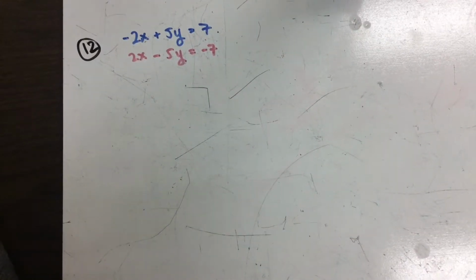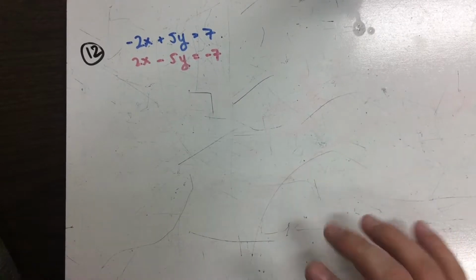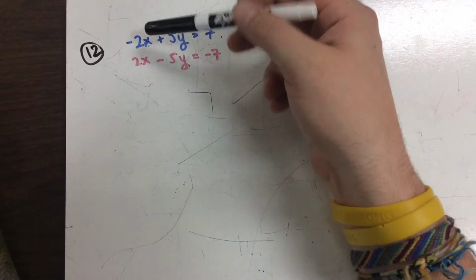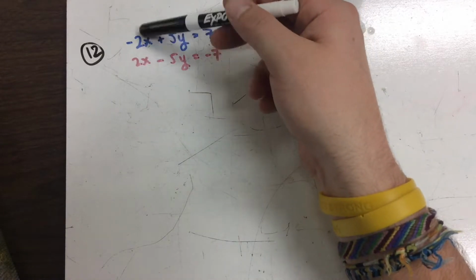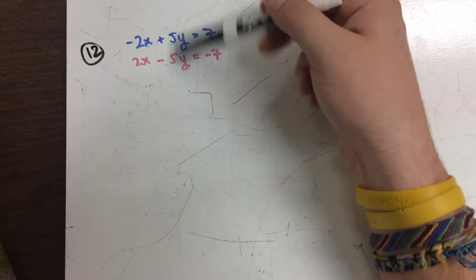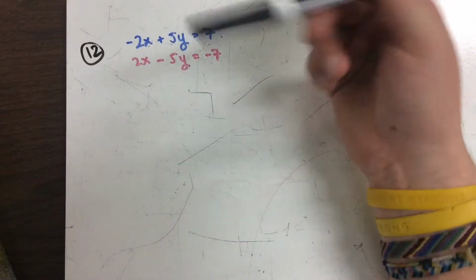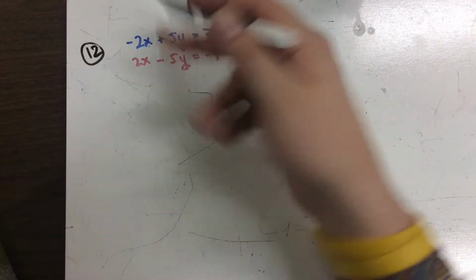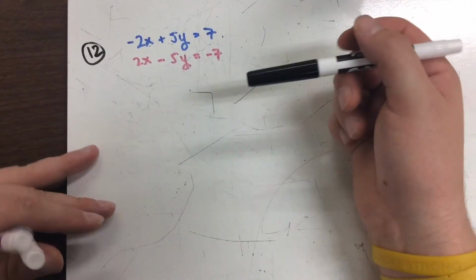Okay, this is number 12 from last night's homework. Again, the name of the game here is we're trying to eliminate a variable. So we're going to look across. Do the x's have the same coefficients? Yeah, they both got a 2. Do the y's have the same coefficients? Oh yeah, they both have a 5. So we could choose to eliminate any variable here. Since x came first, I'm just going to eliminate x.